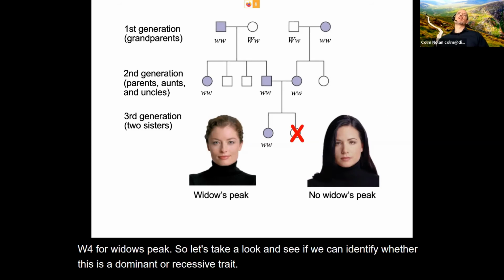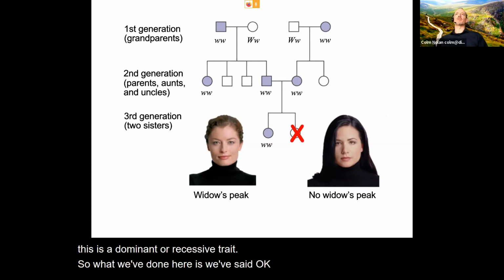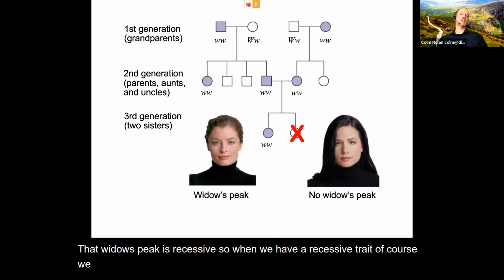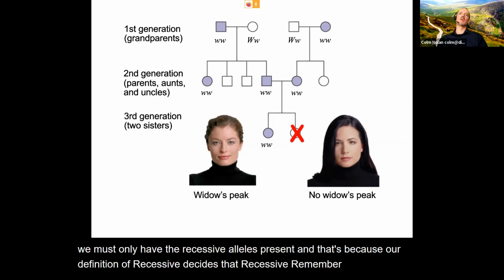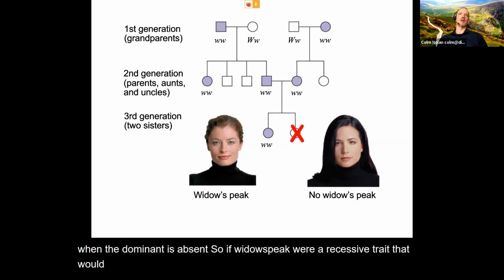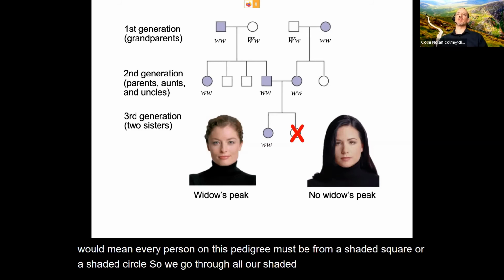So what we've done here is we've said, let's assume something for a moment. Let's assume that widow's peak is recessive. When we have a recessive trait, we must only have the recessive allele present, because our definition of recessive decides that. Recessive, remember, is only expressed when the dominant is absent. So if widow's peak were a recessive trait, that would mean every person on this pedigree must be from a shaded square or a shaded circle.